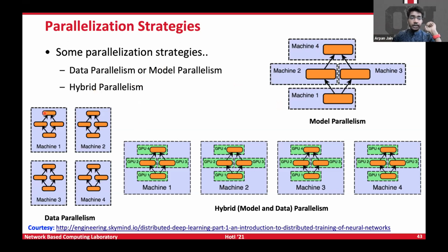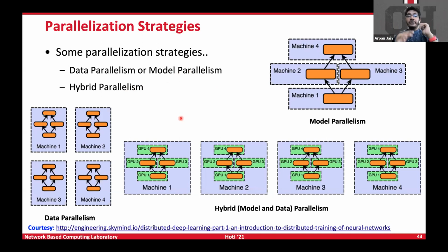In data parallelism, we replicate the model on all the machines. That is why the model has to fit inside the memory of a single machine. We are just copying the model to all the machines with the same weights. Don't worry about it, I'm going to explain data parallelism in more detail in the next slide. In data parallelism, we distribute the data. On the other side, in model parallelism, we distribute the model itself.